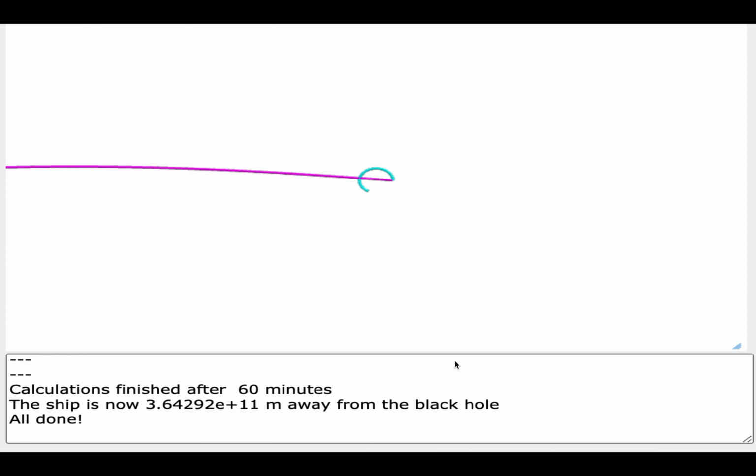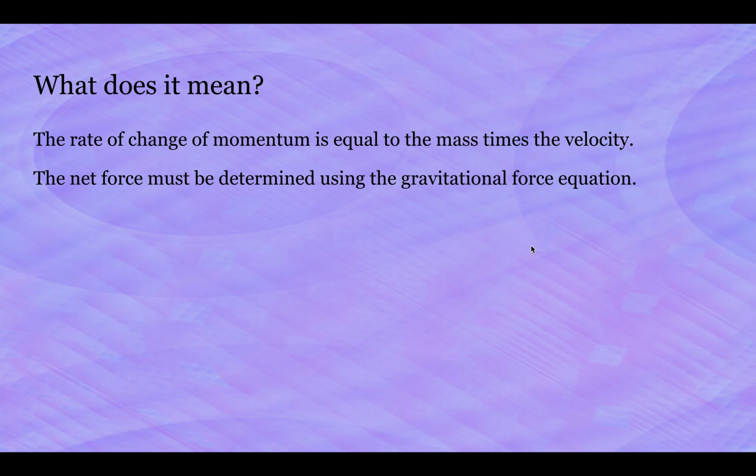So here is our computational model. We're now super far away from that black hole, which is perfect. So what does it mean?